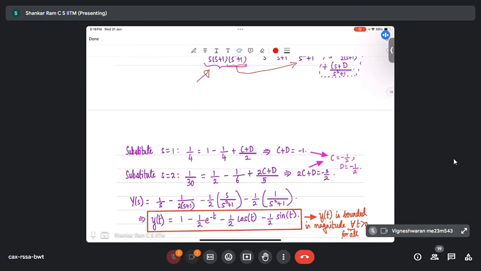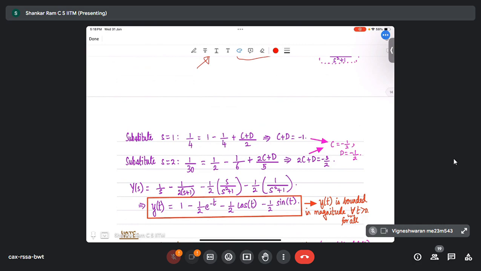Essentially, if we do the partial fraction expansion and take the inverse Laplace transform, this is what we get for y of t. Now, let's look at this. What are the terms that we have? We have 1, which is anyway a constant. We have e power minus t. I'm sure all of us know that e power minus t will tend to 0 as t tends to infinity, right? Then we have cos t and sin t. What can I say about the magnitude of cos t and sin t for all time? Finite, right? It varies between -1 to 1. Very good. The magnitude of cos t and sin t will always vary between -1 to 1 for all time, right? So it is finite in magnitude.